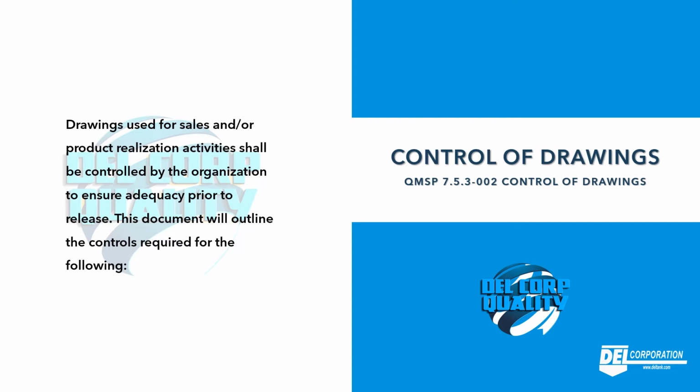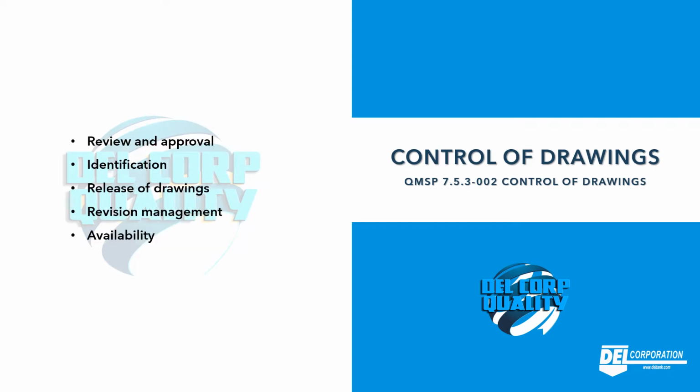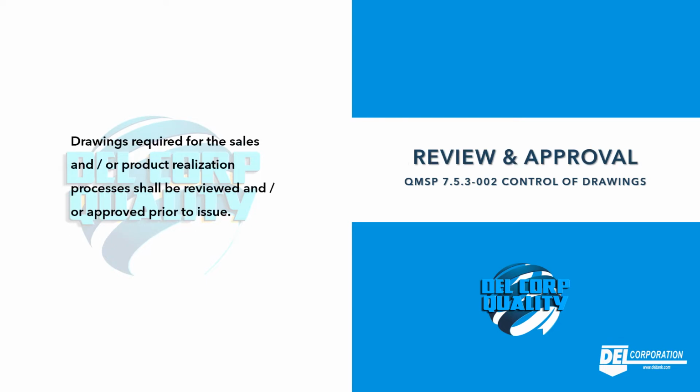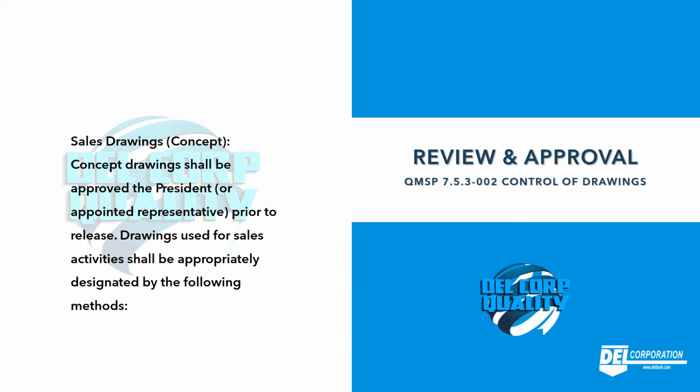This document will outline the controls required for the following: review and approval, identification, release of drawings, revision management, and availability. Drawings required for the sales and/or product realization processes shall be reviewed and/or approved prior to issue. Sales drawings, concept drawings shall be approved by the President or appointed representative prior to release. Drawings used for sales activities shall be appropriately designated by the following methods.